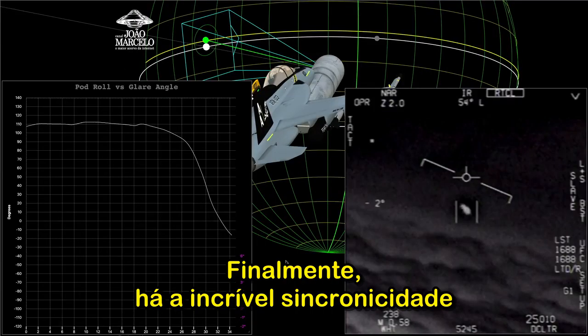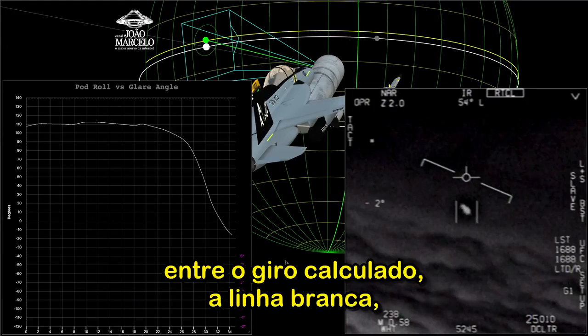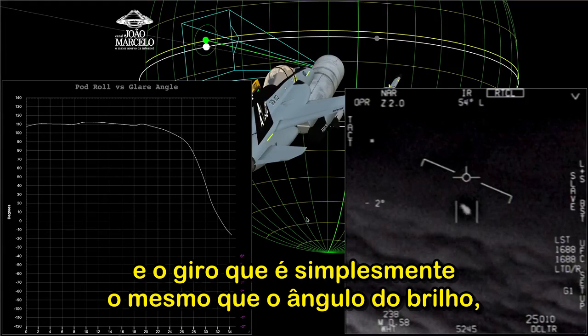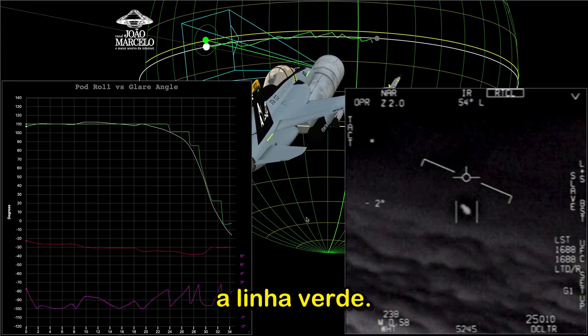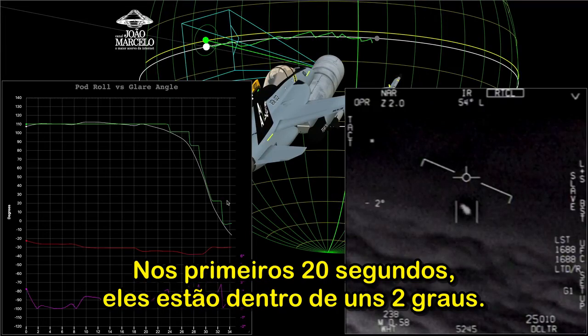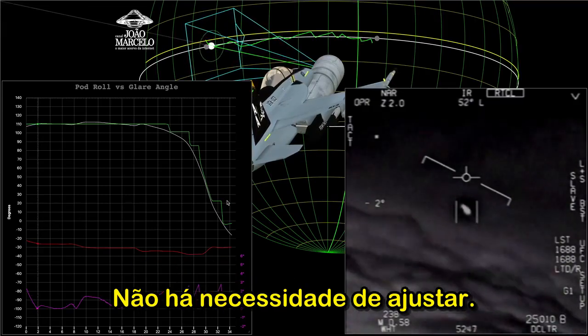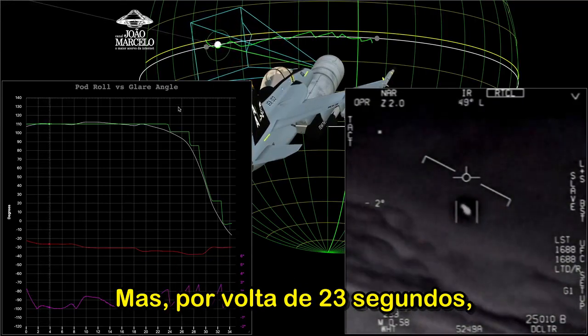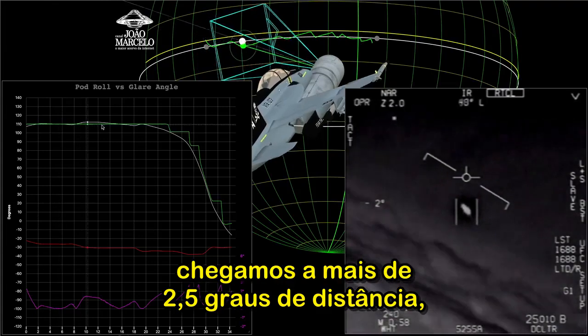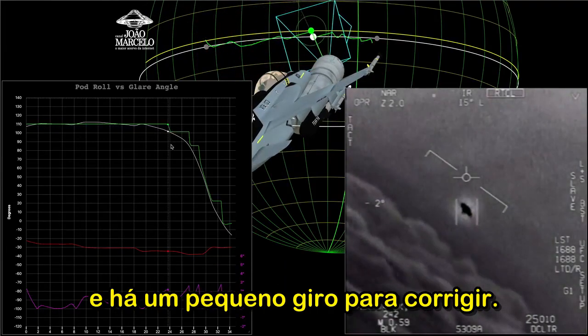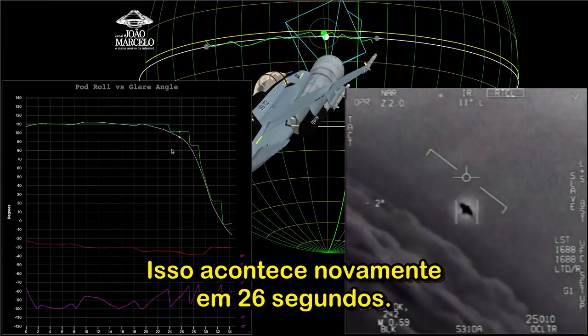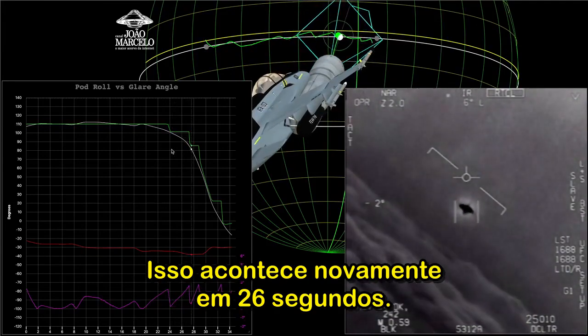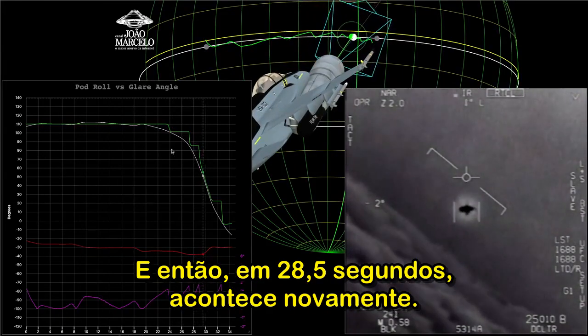Finally, there's the incredible synchronicity between the calculated roll, the white line, and the roll that's simply the same as the angle of the glare, the green line. For the first 20 seconds they were within about 2 degrees, no need to adjust. But at about 23 seconds we get over 2.5 degrees away and there's a small roll to correct. This happens again at 26 seconds, and then at 28.5 seconds it happens again.